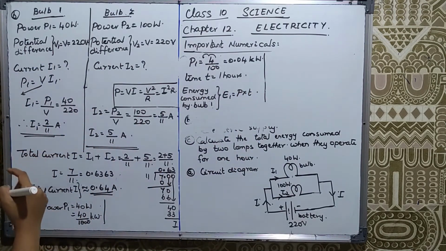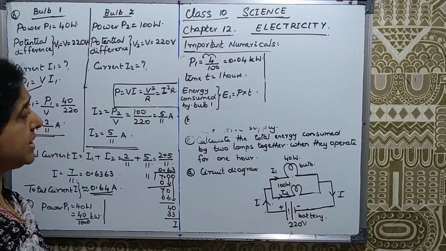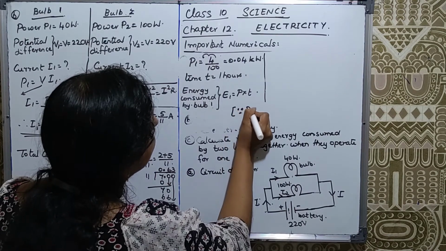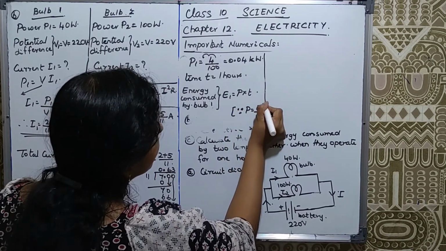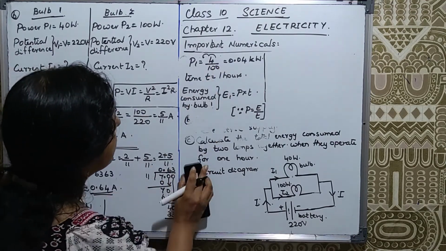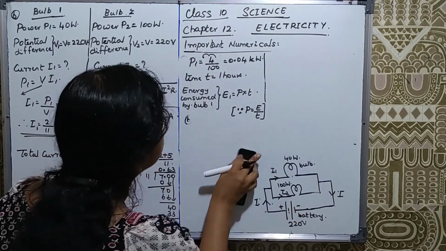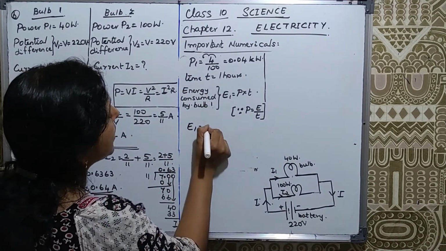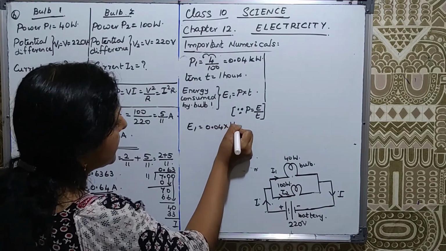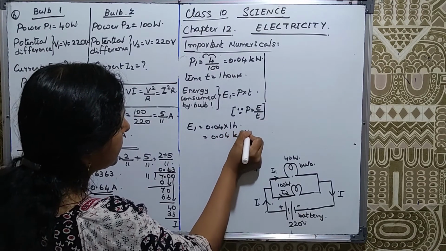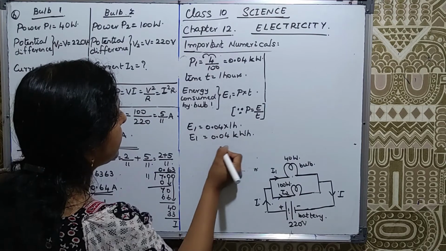The standard formula for power in terms of energy is power equal to energy by time. Write the reason: because power equal to energy by time. So here E1 equals P1, which you got as 0.04, into time, which is 1 hour. So E1 equal to 0.04 into 1 hour, which will be equal to 0.04 kilowatt hour. That was the energy consumed E1.